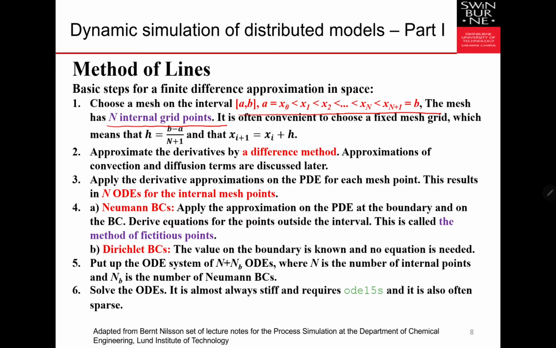Again, for the grid points, we use a fixed value increment. So the increment from here to here will be the same. It will be h. Let's say this point will be i, this one will be i plus 1, and this one will be i minus 1. So we use a fixed increment, so that the step size h will be (b minus a) divided by (the number of internal grid points plus 1), and the next point can be approximated as x_(i+1) = x_i plus h.